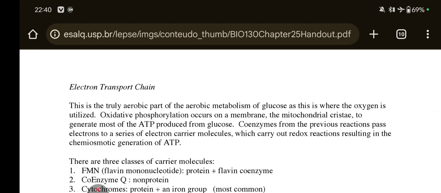This is the truly aerobic part of the aerobic metabolism of glucose, as this is where the oxygen is utilized. Oxidative phosphorylation occurs on a membrane, the mitochondrial cristae, to generate most of the ATP produced from glucose. Coenzymes from the previous reactions pass electrons to a series of electron carrier molecules which carry out redox reactions, resulting in chemiosmotic generation of ATP.